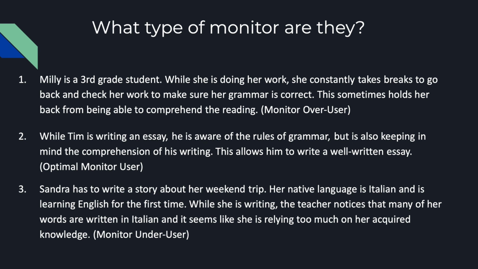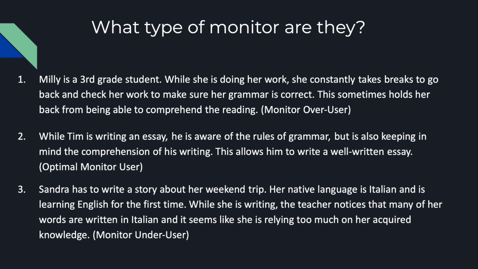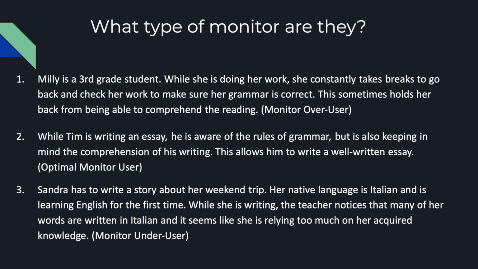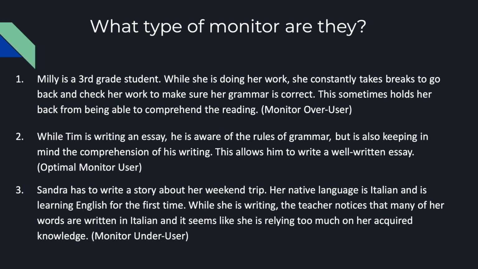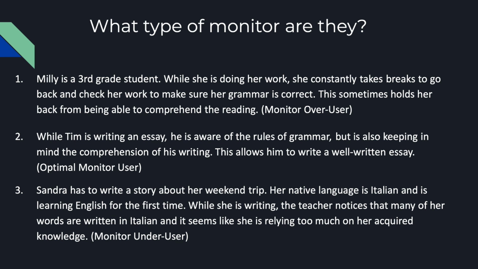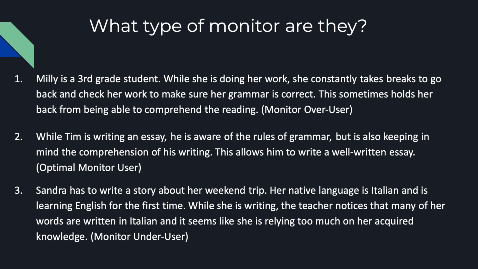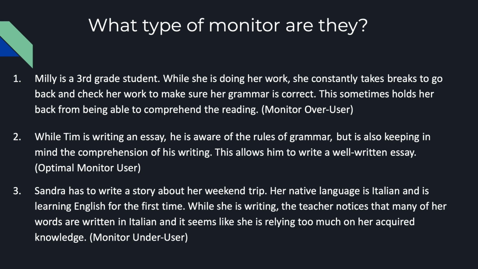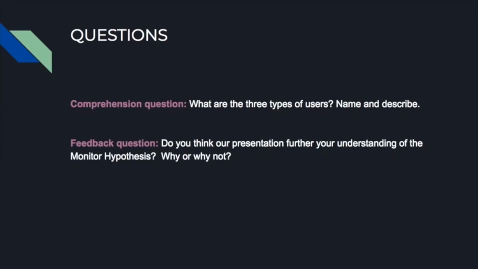And then finally, for number 3, it says, Sandra has to write a story about her weekend trip. Her native language is Italian and is learning English for the first time. While she is writing, the teacher notices that many of her words are written in Italian, and it seems like she is relying too much on her acquired knowledge. So this is an example of a monitor underuser, and here we see that Sandra's not really monitoring her work at all. She's relying on her acquired knowledge of Italian, and she's not really correcting any of her mistakes.